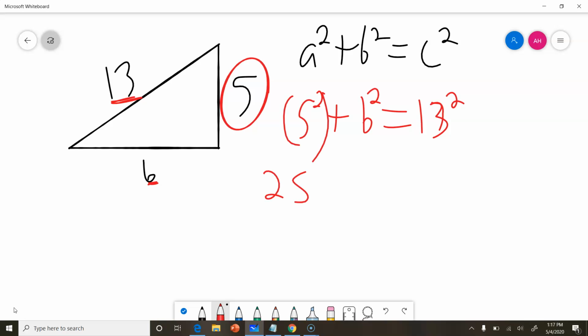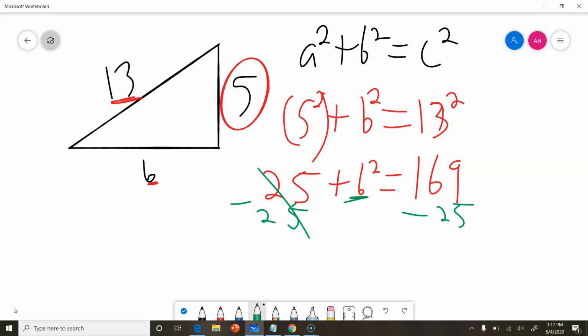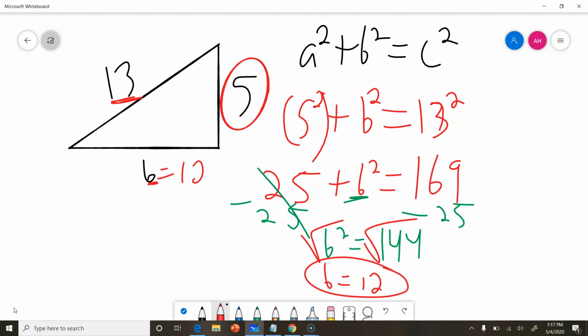What is 5 squared? 25. What's b squared? Well, that's what we're trying to find out. And what's 13 squared? 169. You punch that in your calculator. Now we're trying to solve for b squared. So what am I going to do? I've got to just do it like an equation. Subtract 25 from both sides. And I get b squared equals 144. Now, to solve for b, because I don't want to know what b squared is, I want to know what b is, I take the square root and I get b equals 12. So I know that b down here is 12. Okay, it's just the inverse order. So it doesn't matter if they say the hypotenuse, that means the one that's c squared.